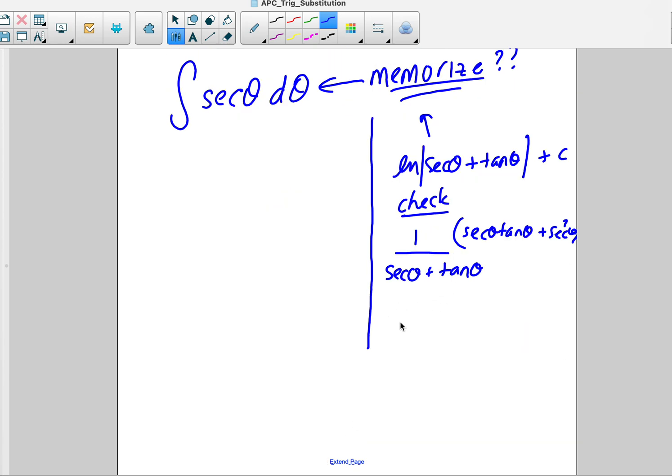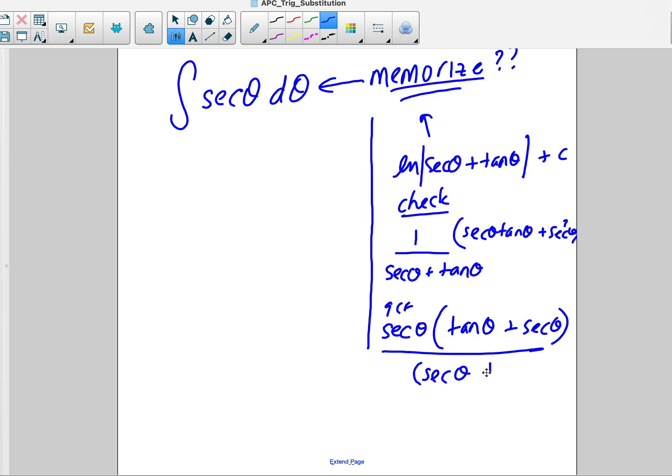But I'm going to argue that there's a GCF of secant on the top. If I factor out a secant GCF on the top, I'm going to get a tangent plus the remaining secant, and that's all over secant plus tangent. And I'm going to argue that secant plus tangent and tangent plus secant are the same quantity because addition is commutative. So these cancel, and I get that that's a secant.